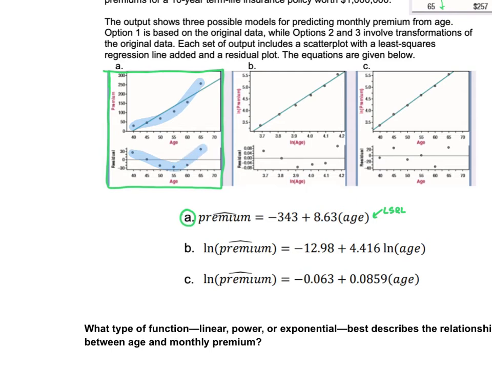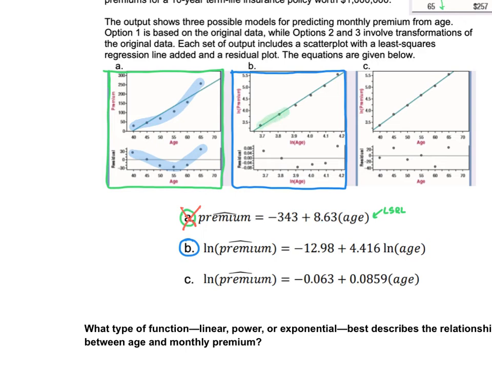Yeah, that means it's not linear. You know what? I don't like A. Okay, let's check B. So I'm looking at B here. B definitely looks a lot more linear in a sense, right? So let's take a look at its plot.